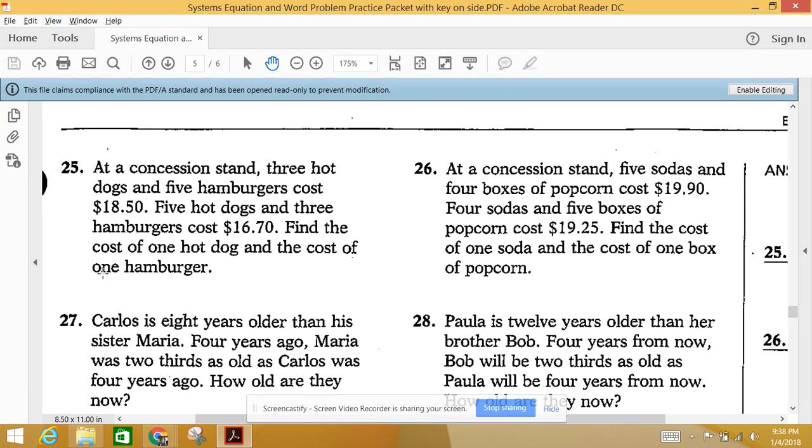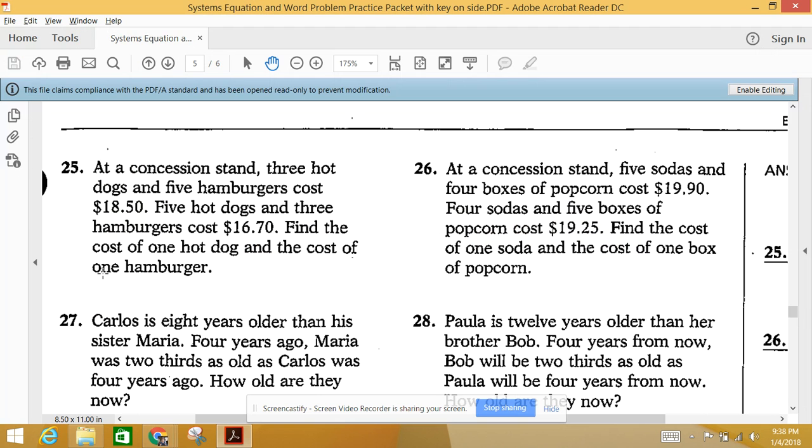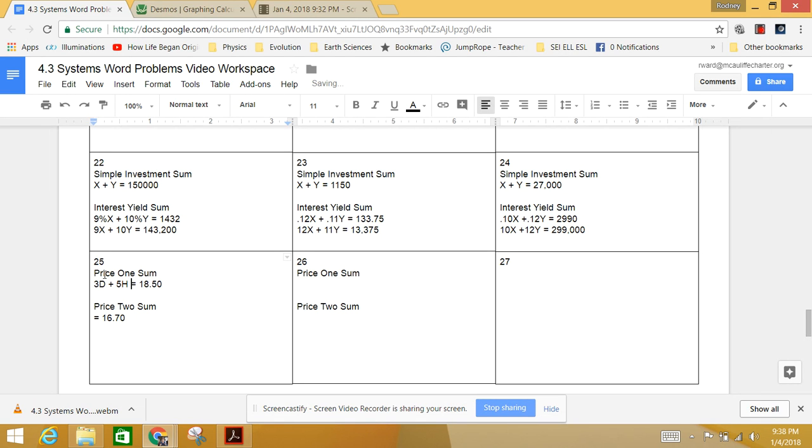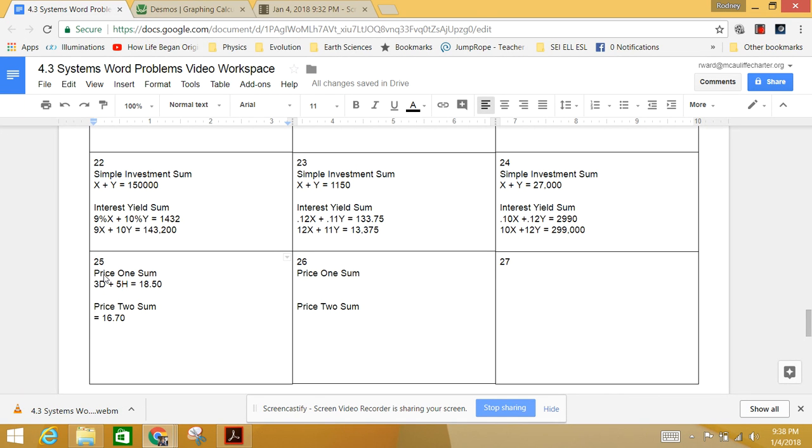For the first one, we bought 3 hot dogs, so 3D, plus we bought 5 hamburgers, so 5H equals 18.50. Our second scenario, we bought 5 hot dogs and 3 hamburgers, so 5D plus 3H. And there you have your two equations. We do have a decimal here. We can clear that decimal fairly easily by multiplying everything by 10. So this becomes 30, 50, and 185. This becomes 50, 30, and 167.